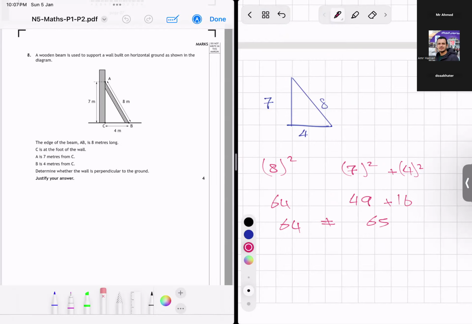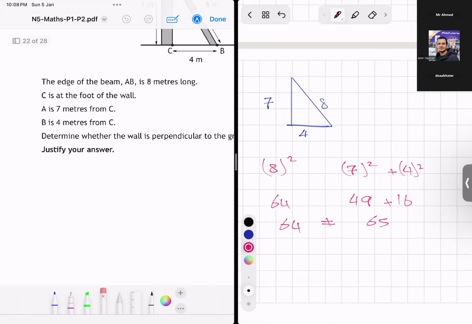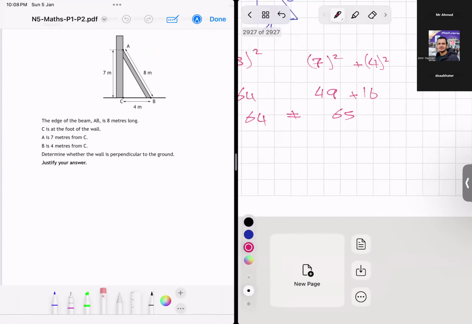So why? We were trying to prove the converse of Pythagoras' theorem, but this one, it means that he looks at this one. He asked you to justify your answer, to prove why. So you have to tell him that we were trying by the converse of Pythagoras. So it means that this is not a right angle triangle.